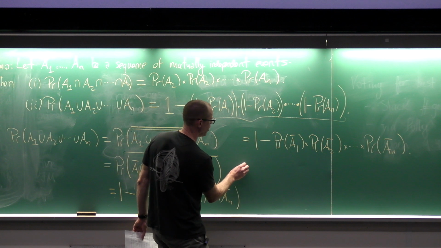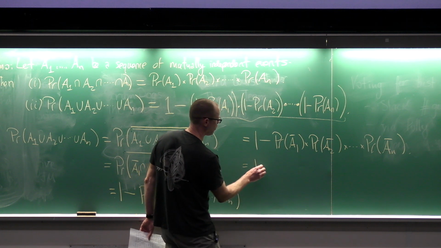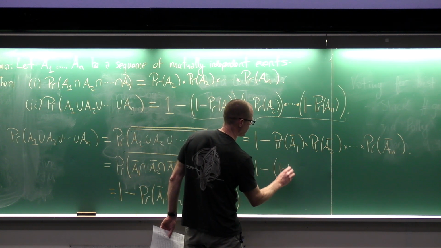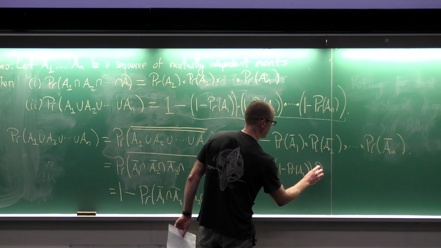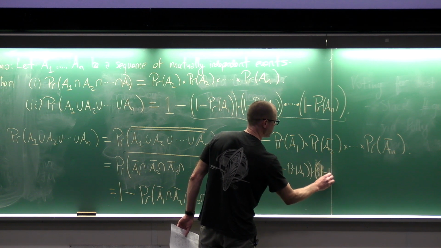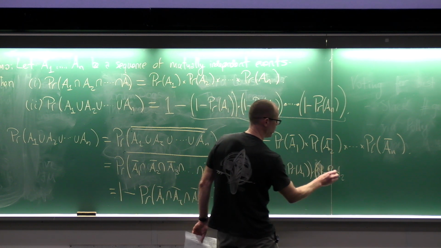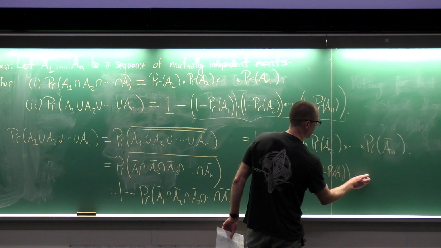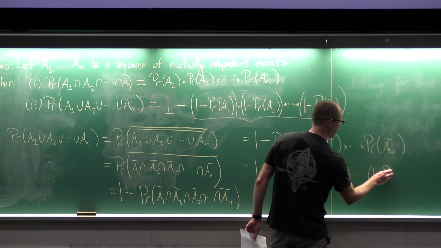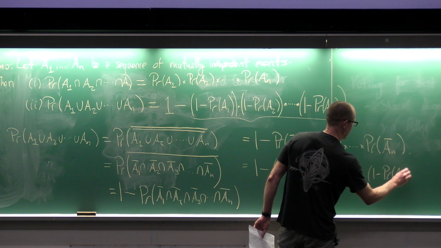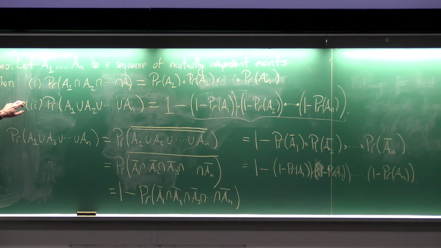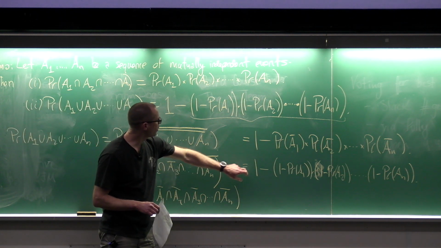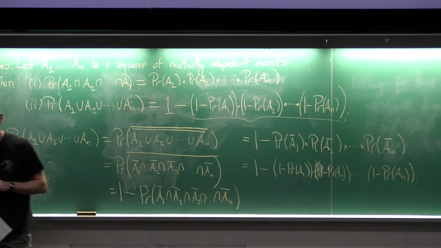Just 1 minus the probability of A1. So then this whole thing becomes 1 minus the probability of A1, this is 1 minus the probability of A2, and so on, all the way up to 1 minus the probability of AN. And that's what we're trying to show here with 2. This is equal to this, is what this says.